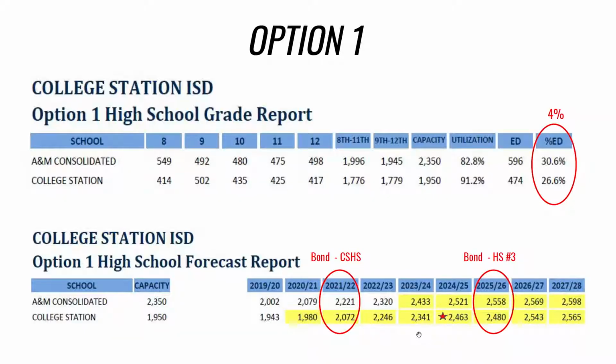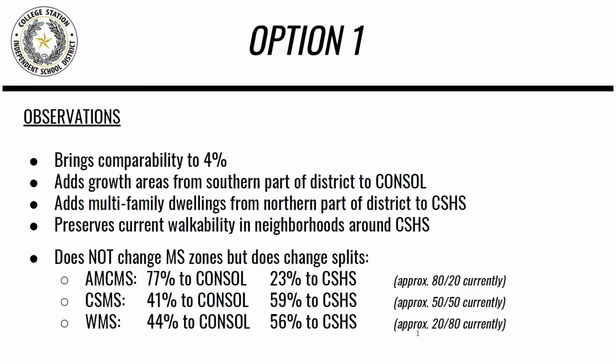Dr. Lee does a little math on that, and he'll have those numbers for you. Well, I think he can get a lot of that based on some of the numbers I have there. So continue with option 1. Yes? Okay. Just observations for this particular one. Brings our comparability to 4%. Obviously, that's on the worksheet, previous worksheet.